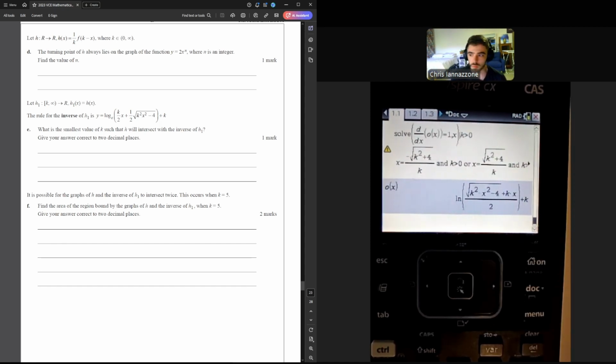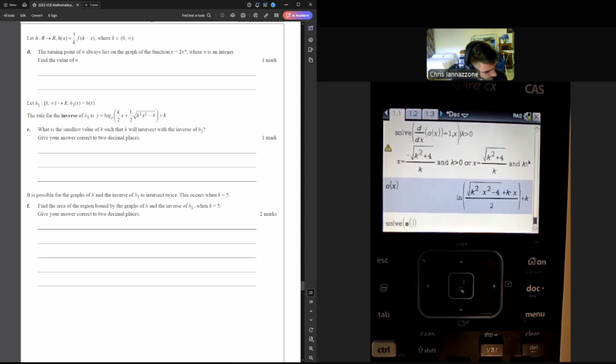Now we've got to figure out where that intersection point would be, and we can put that in a solve. So let's do exactly that. Use the same function because why not?